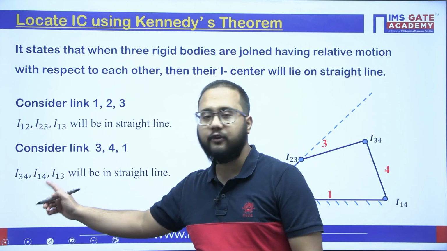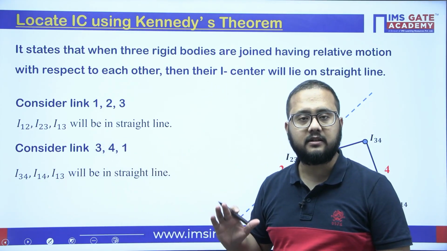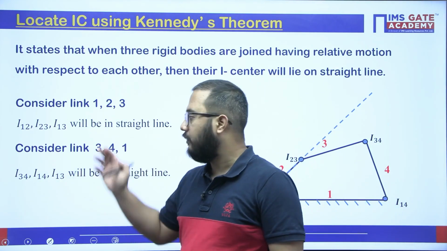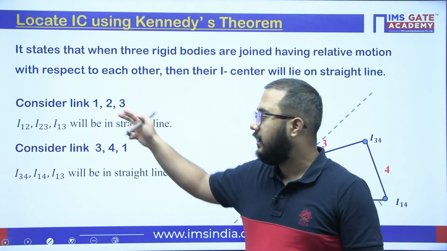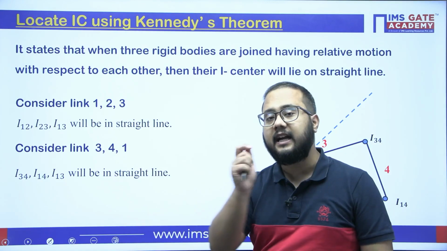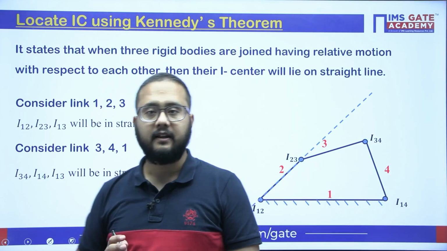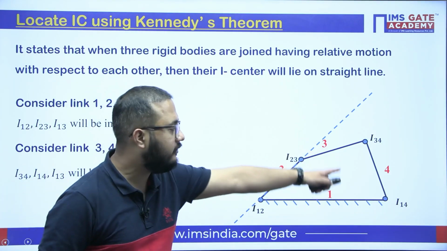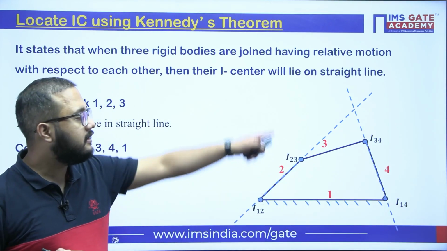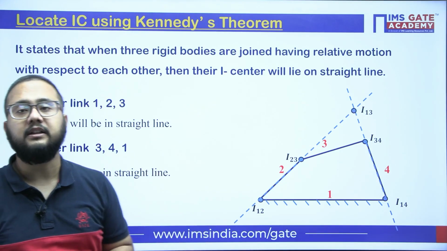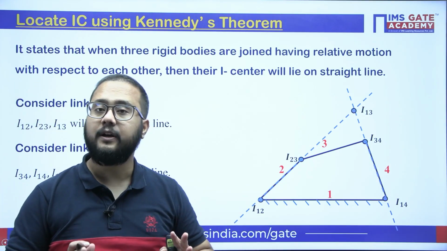I14 and I34 we have directly available in the mechanism itself. I13 we do not know. But you will find I13 is also available here. So, wherever both the lines will intersect, that point will be the I13. I14 and I34 are available. Using these two I centers, I will draw one more line, and where it is intersecting, that point will be the I13. I hope this point is clear.